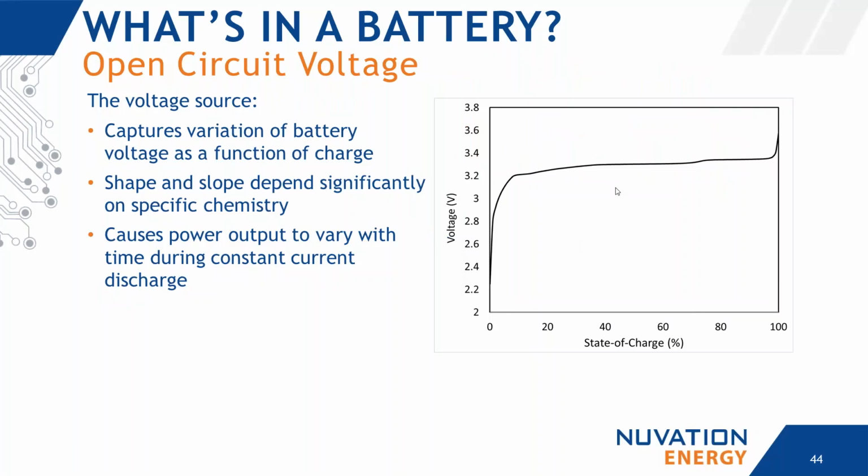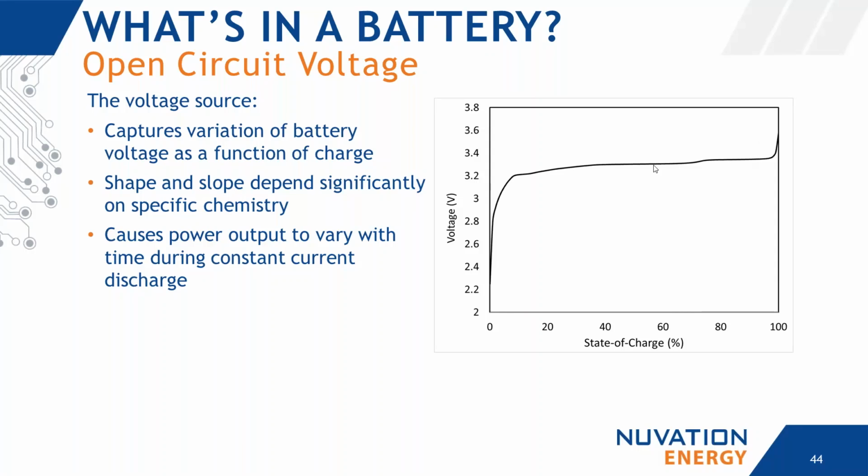So let's look at the open circuit voltage curve a little bit. The example I have here is for an LFP battery. And what you can see right away is if you charge the battery, this voltage goes up. If you discharge it, the voltage goes down. And so that's a function of state of charge. And the shape of this curve and the slope, they depend very heavily on the battery chemistry. Even within lithium ion batteries, this can change significantly.